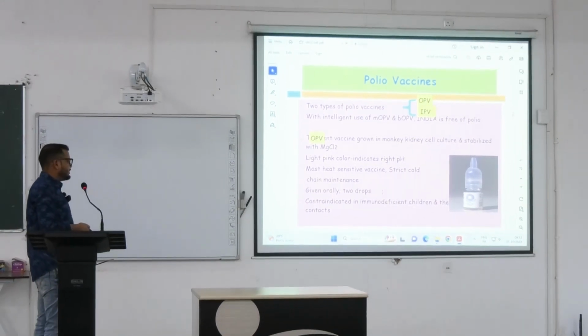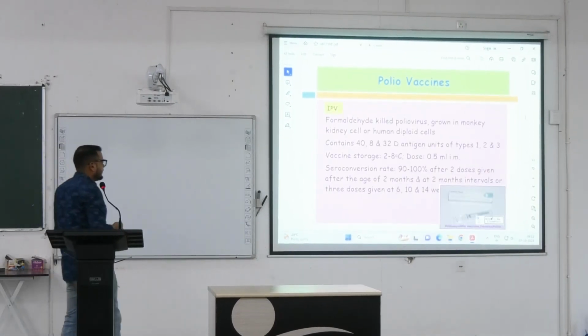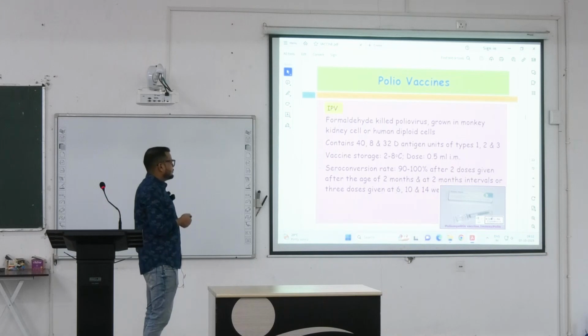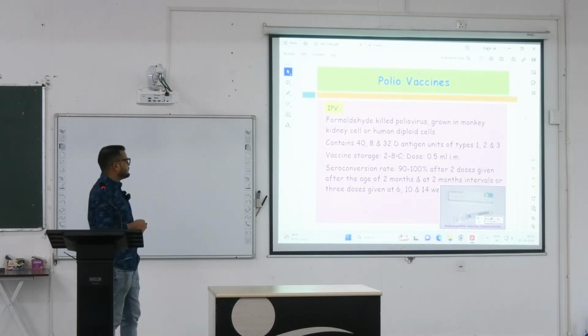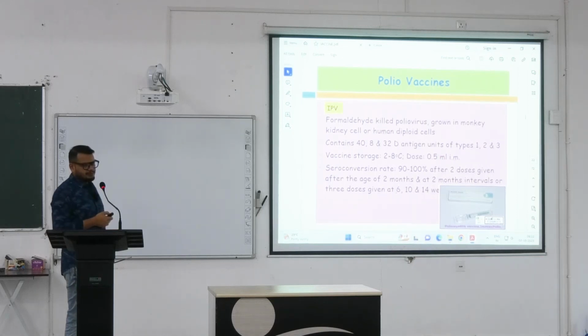Contraindicated in immunodeficient children and the contacts. That is OPV. So what is injectable polio vaccine? It is a formaldehyde killed vaccine grown in monkey kidney cells or human diploid cells. Vaccine storage again 2 to 8 degrees centigrade, dose 0.5 ml intramuscularly.